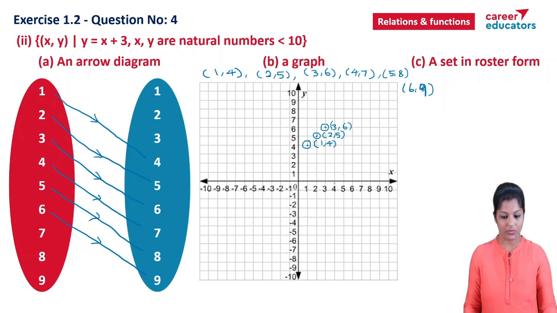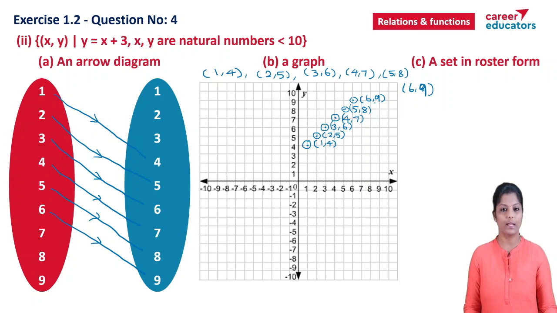In x-axis 4, y-axis 7, here you have to mark (4, 7). In x-axis 5, y-axis 8, here you have to mark (5, 8). In x-axis 6, y-axis 9, here you have to mark (6, 9). Now we have represented the relation by graph. Next we have to represent this relation by a set in roster form.